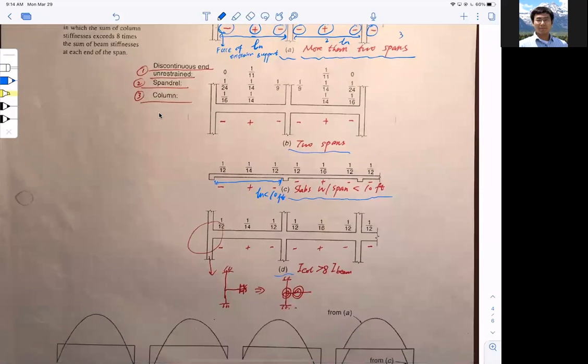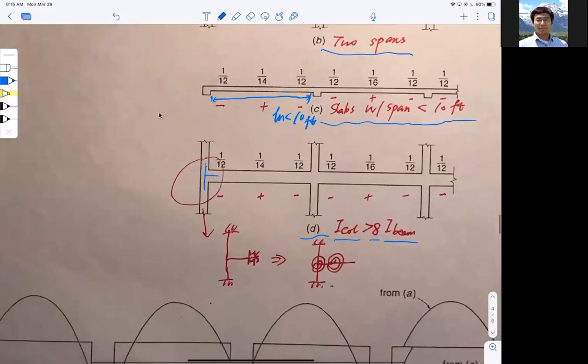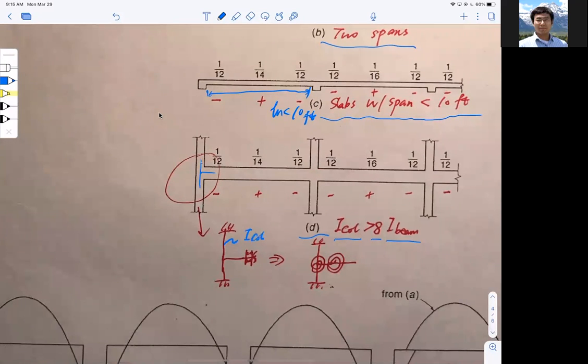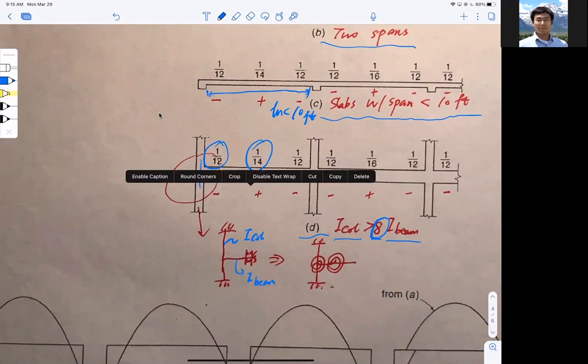And this table here, last but not least, is for I column bigger than I beam. That means when I have column and beam joints, the moment of inertia of the column is bigger than the moment of inertia of the beam, actually 8 times that. What does it mean? It means most of the moment will go to the slab. So you have a larger number at the support and a smaller number at the middle span. Yes, that's right. So these are our special occasions.